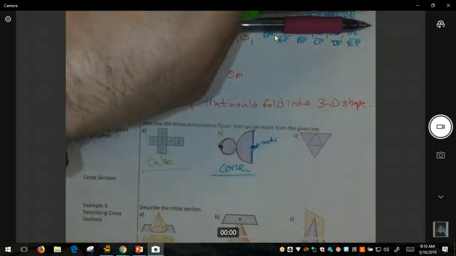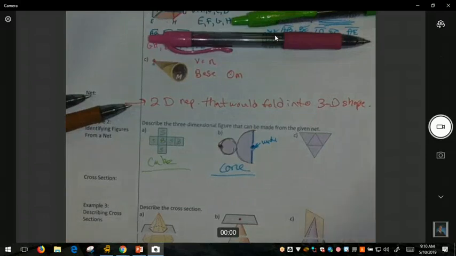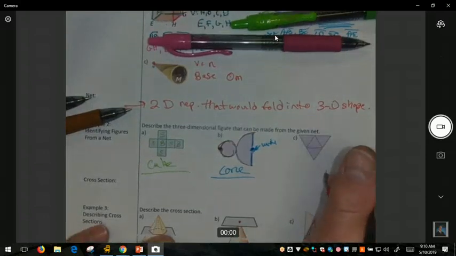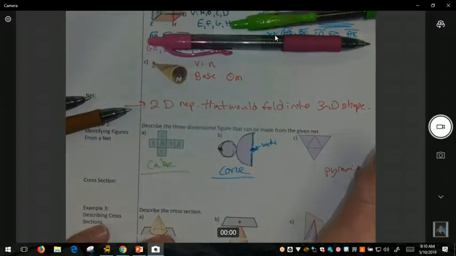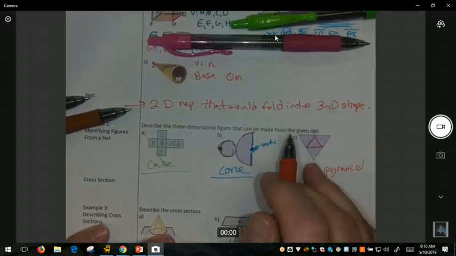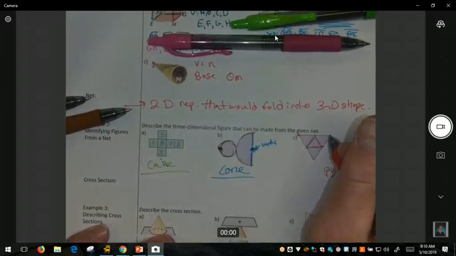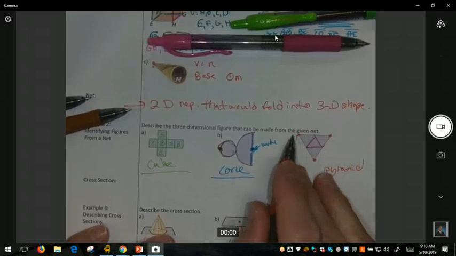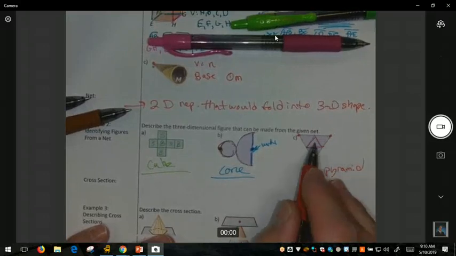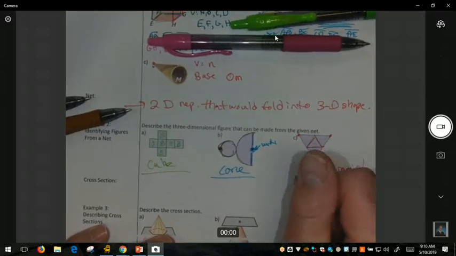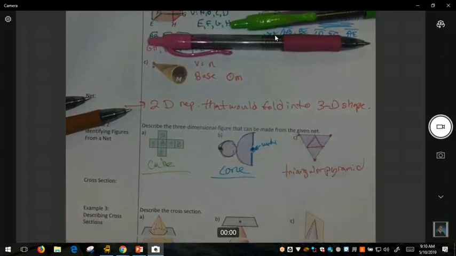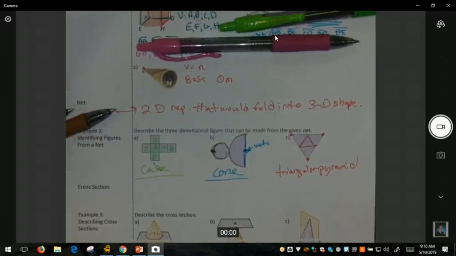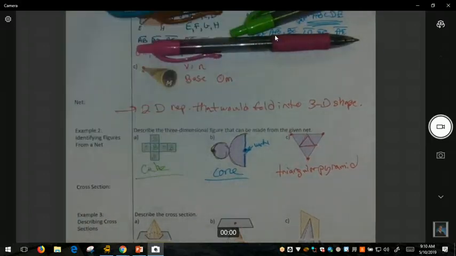For the next one, I see 3 triangles, no rectangular sides. So since it has triangular sides, I know it's going to be a pyramid. And its base is a triangle. These 3 will fold up. The top of them will be those points. They'll meet at one point above the center of this. So this would be a triangular pyramid. So that's looking at nets and figuring out what shape it would be.